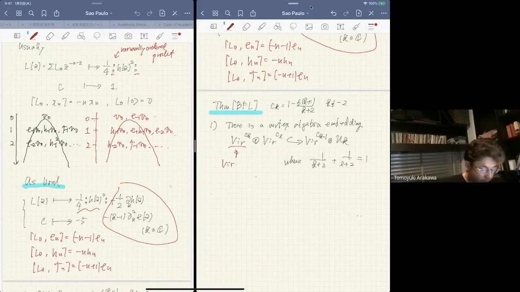This is the Virasoro vertex algebra with the central charge Ck, and this is another Virasoro vertex algebra with central charge Cl, where l is defined by this formula. So this embeds into the tensor product of the Urod algebra with the Virasoro algebra with central charge Ck-1.